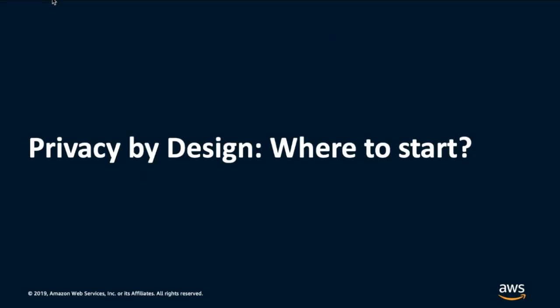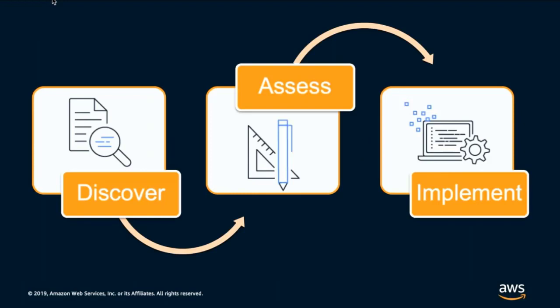So where to start with privacy by design? First of all, you have to understand where relevant data is within your environment. You have to do a discovery process. Then once you know how, why, and where data is being used in your environment, you then need to do an assessment of the required protection, or the required controls you need to put in place in order to manage your risk around that data. And then thirdly, you need to look at implementing these controls and making sure that they work effectively.